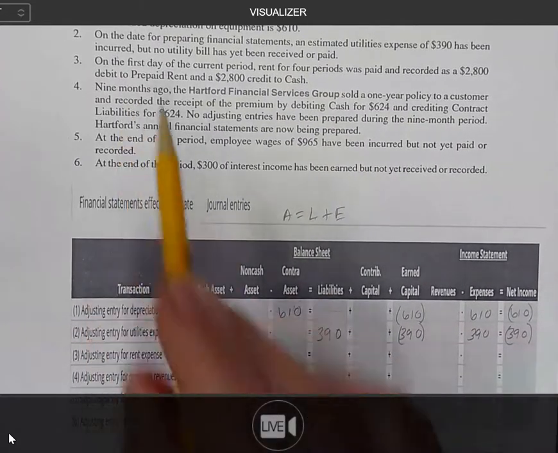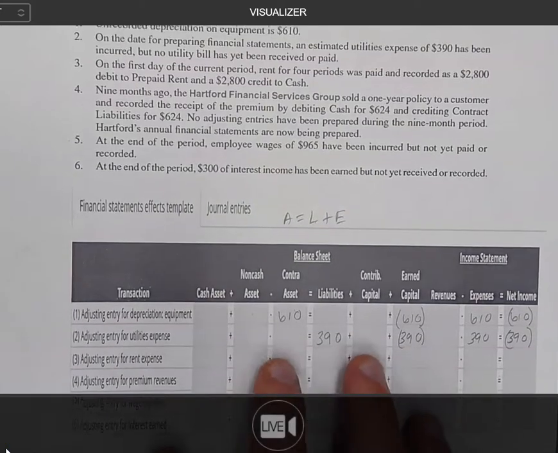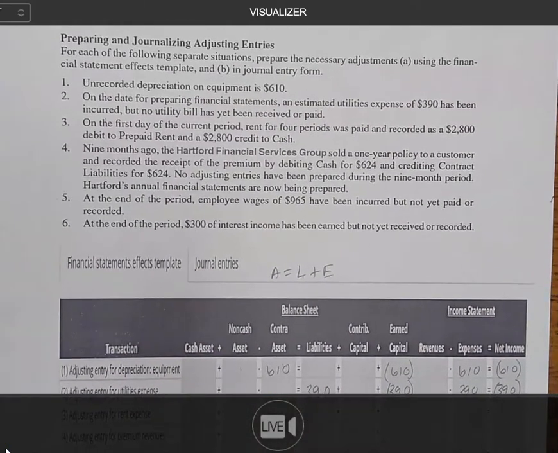All right. Number 3: on the first day of the current period, rent for 4 periods was paid and recorded as a $2,800 debit to prepaid rent and a $2,800 credit to cash. Let's think about this for just one moment. As I look back up here, there's not any indication of whether this is a monthly adjusting entry. They don't tell us that, but that is how it is supposed to be done. We are supposed to make adjusting entries on a monthly basis.